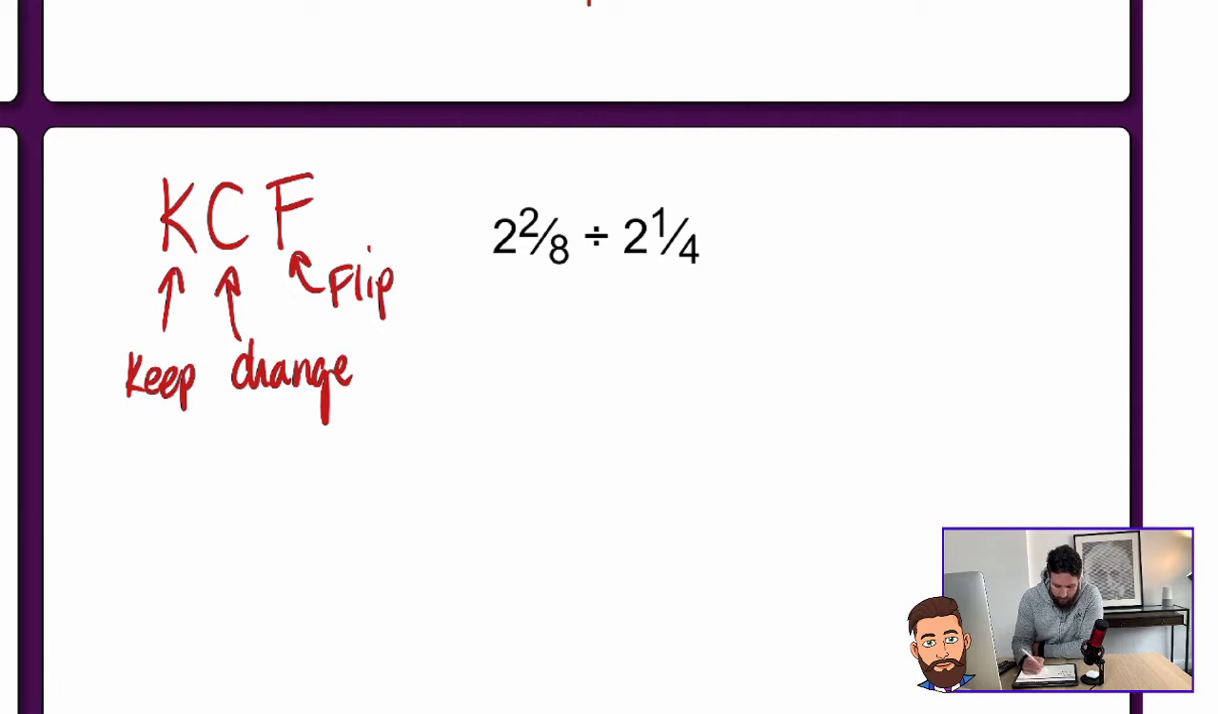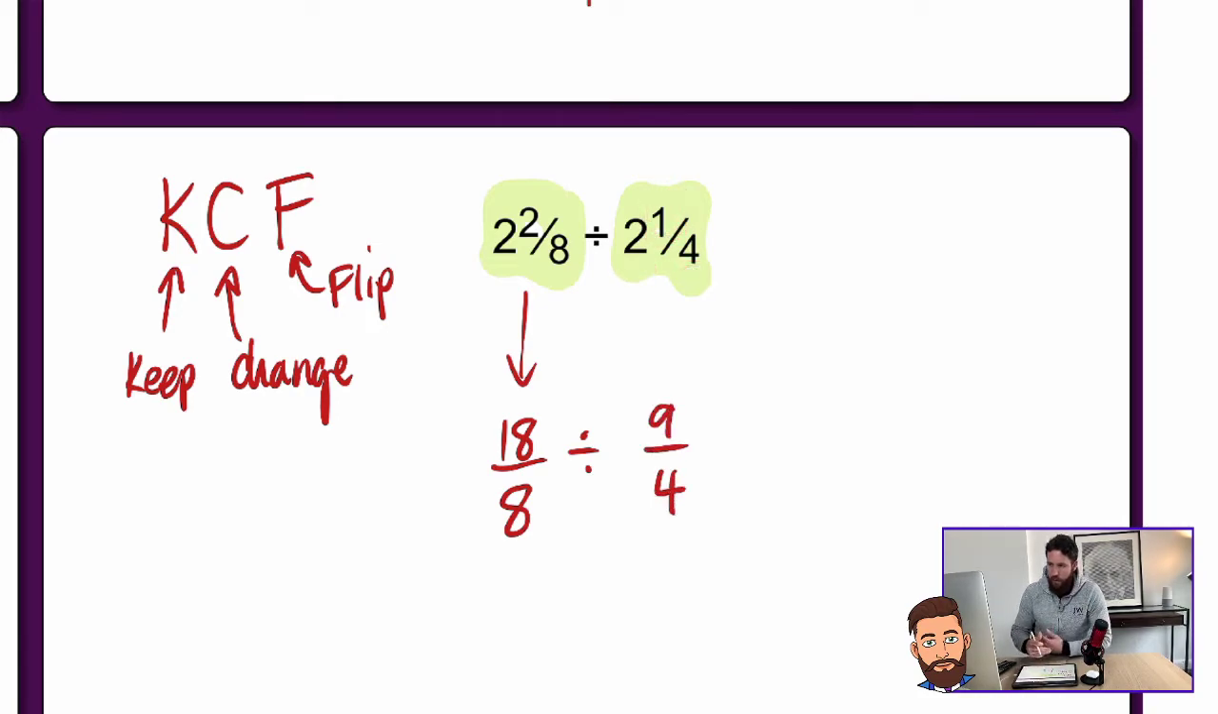However, the next thing you should spot, these are mixed numbers. And we discussed last lesson, we always need to change mixed numbers into improper fractions before we start operating with them. So let's do that, and you should be confident at that now. 8 times 2 is 16, plus 2 is 18 over 8, divided by 4 times 2 is 8, plus 1 is 9 over 4. So we've changed them into improper fractions.